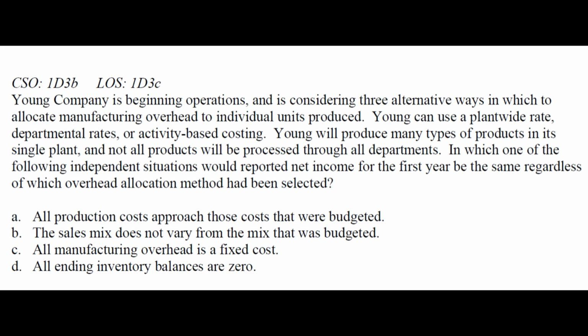D. All ending inventory balances are zero. Correct. If there is no ending inventory, then all costs flow directly to COGS in the same period. No cost is deferred in inventory. Therefore, net income is identical under all overhead allocation methods. Correct answer. D. Net income will be the same under all allocation methods only when there is no ending inventory, because all costs are fully expensed in the current period, eliminating any differences caused by overhead allocation techniques.